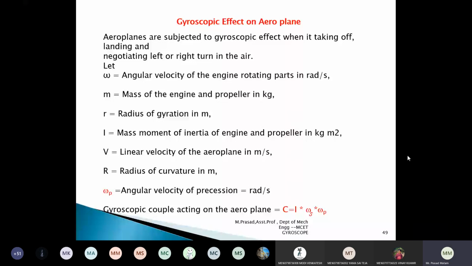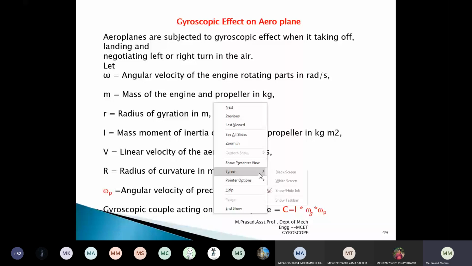So further, let us discuss the parameters we are given here. Third is also there, no, sir? Negotiating a left or right turn in the air. That will come. I'm talking only about the taking off or landing. When it is taking off, it is taking a left turn or right turn. That second case will come secondary. I'm showing only two types of motions. The aeroplane may take off or it may land. When it is taking off, then the cases come again: taking left turn or right turn. I'm talking only about the takeoff or landing cases.